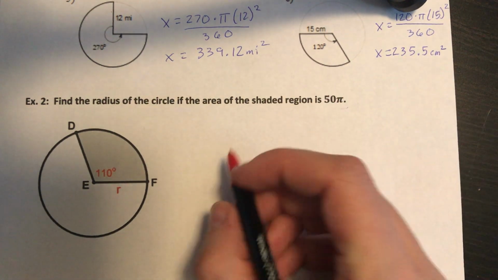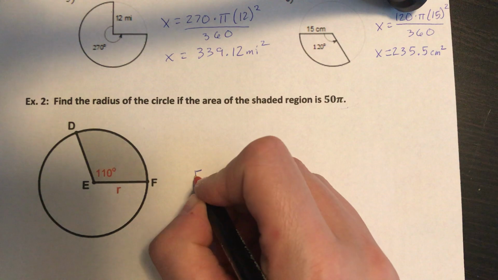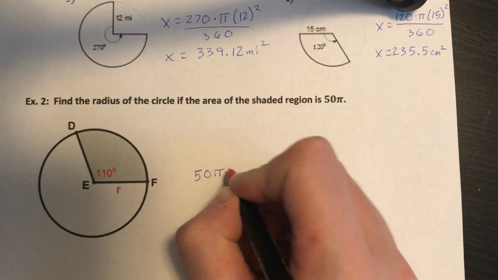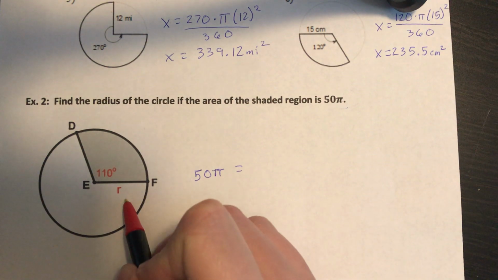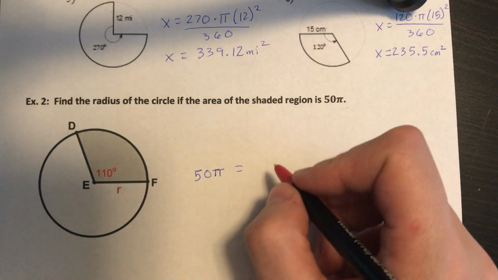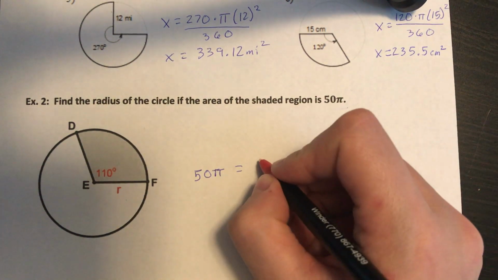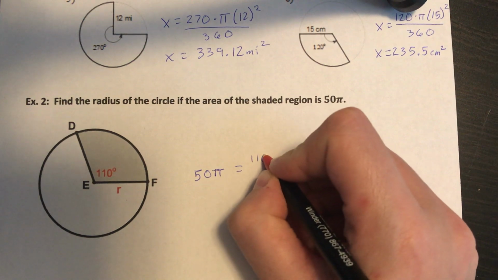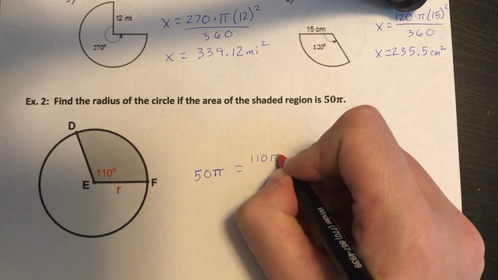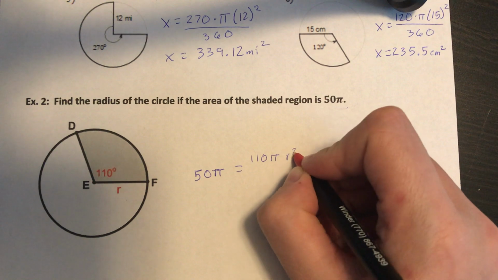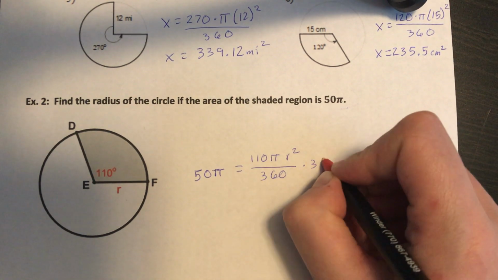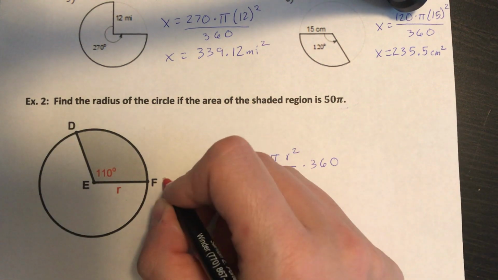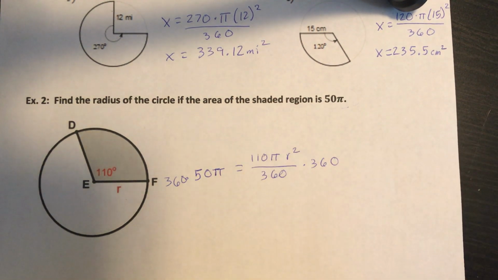All right, one more. This time we're given the shaded region, so we're given the sector. We know x this time, and now we're trying to find the radius. It's a little different from the problem that we did before. We know our interior angle, which is 110. Pi always stays the same, and then r squared divided by 360. I'm just going to multiply this out by 360 and solve.